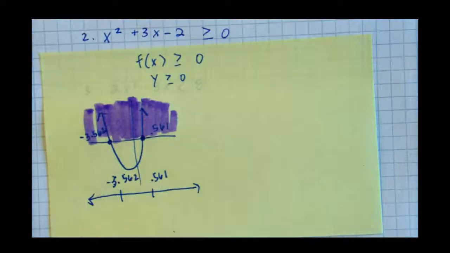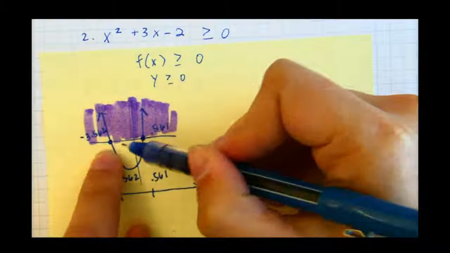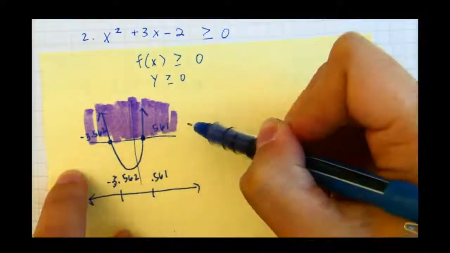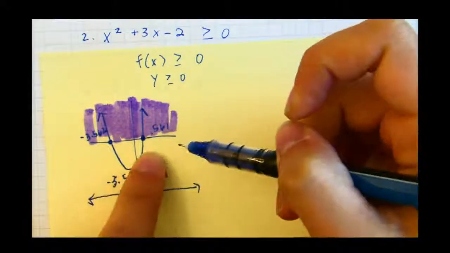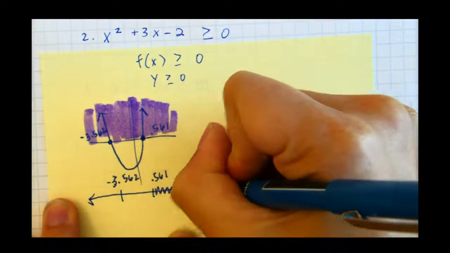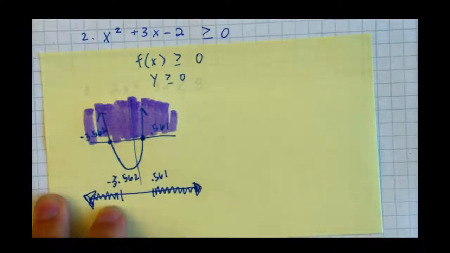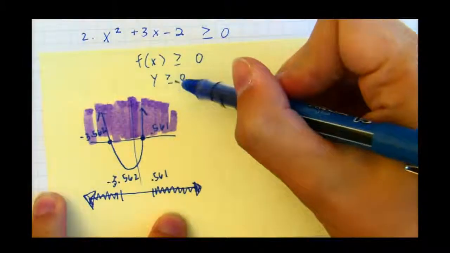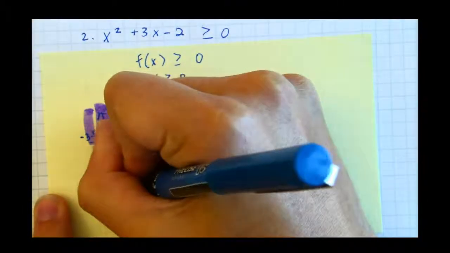Okay. I want to ask myself, is the shaded part the values in between these two, or is it the values outside? And since it's not in between, this in between section is not shaded, it's going to be the values to the outside of my two solutions. The last question I want to ask myself, are these circles open or closed? Since it can equal 0, they're going to be closed circles.